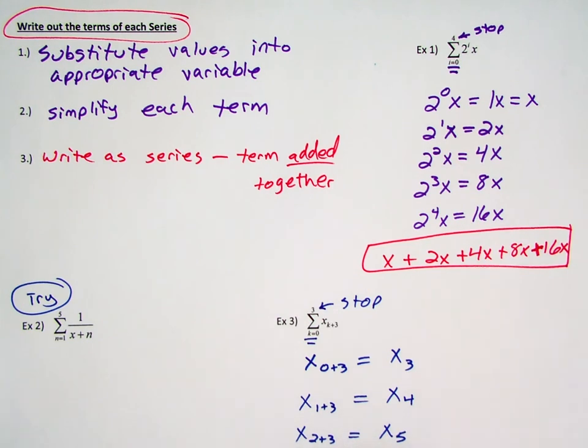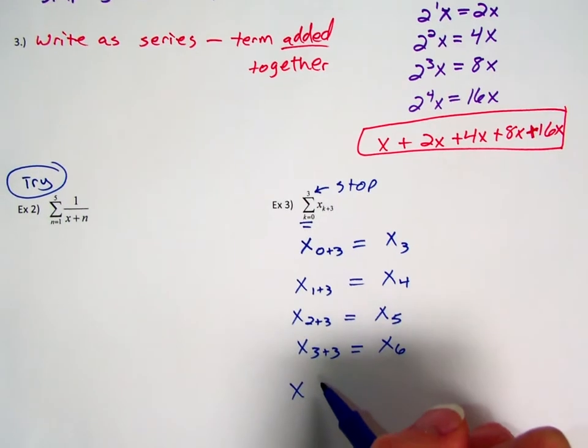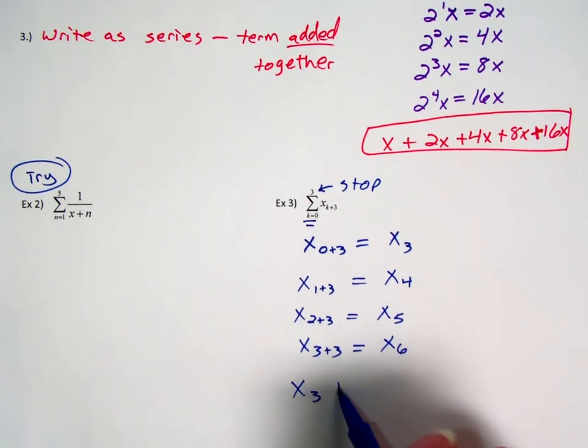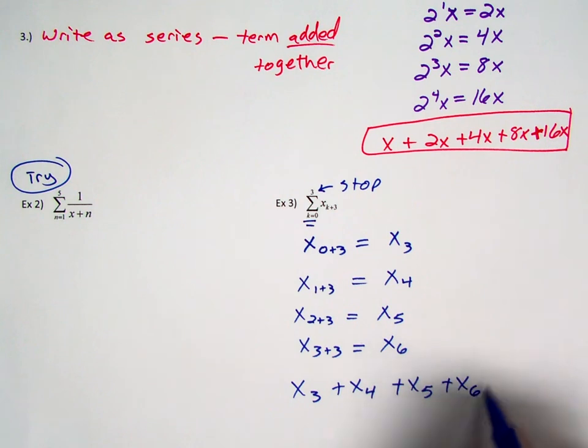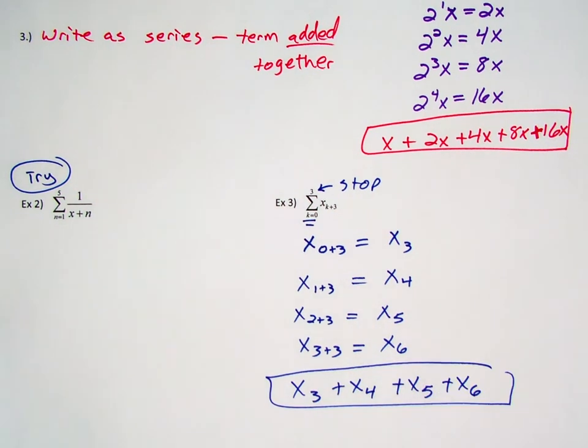So then my summation is x base 3 plus x base 4 plus x base 5 plus x base 6. Okay, remember to try all the other problems on your own and come in with any questions tomorrow.